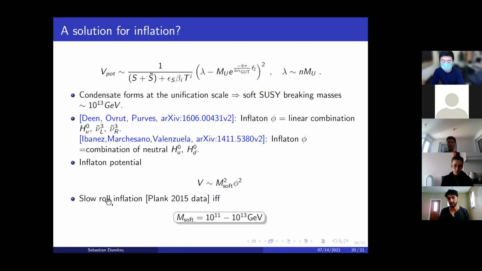And slow roll inflation compatible with Planck data is only compatible if the supersymmetry breaking occurs at a very high scale. So turning on this flux in our theory might be a way to stabilize the moduli, but also find an interesting mechanism for inflation.